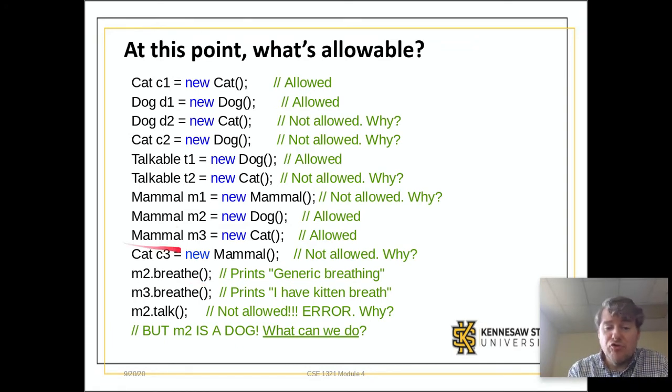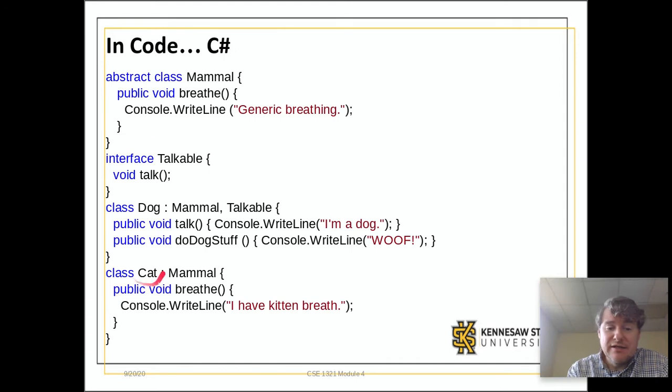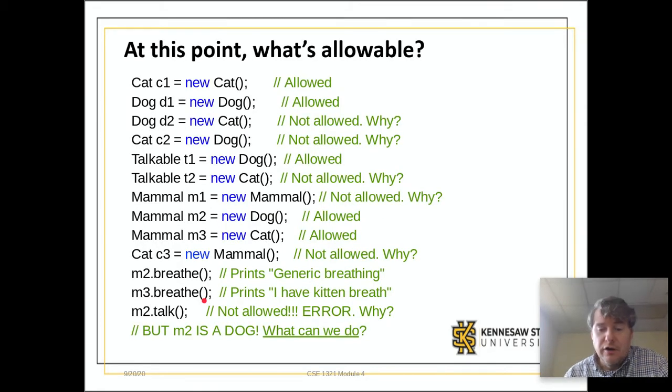All right, let's look at M3. M3 was given a new cat, and now we're calling M3.breathe. All right, so cat inherits from mammal, but cat overrode breathe. So therefore, breathe is going to happen from the cat's class, not from the mammal's class. There are two different possibilities, but since we overrode it, the local version is going to fire. So in this case, you're going to get, I have kitten breath. All right. Hopefully all of those were helpful and they all make sense to you at this point.